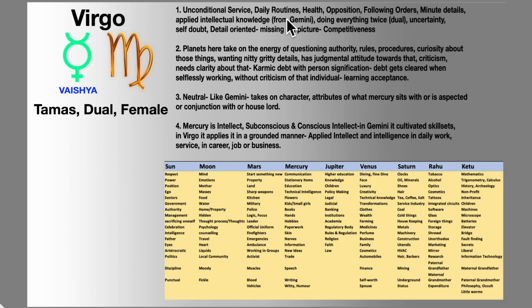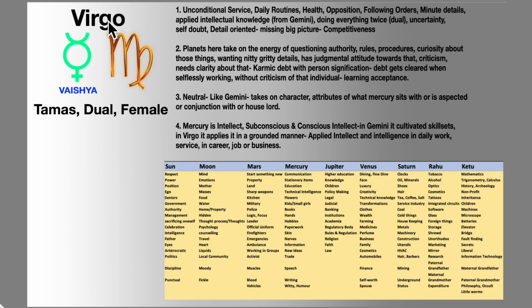Where is the big picture? It's in Sagittarius. It's a zoom out. Mercury is the zoom in, opposite to it is Jupiter, the zoom out. Virgo is also a sign of competitiveness, where you tend to compete a lot with your colleagues, with your business people, wherever you are.